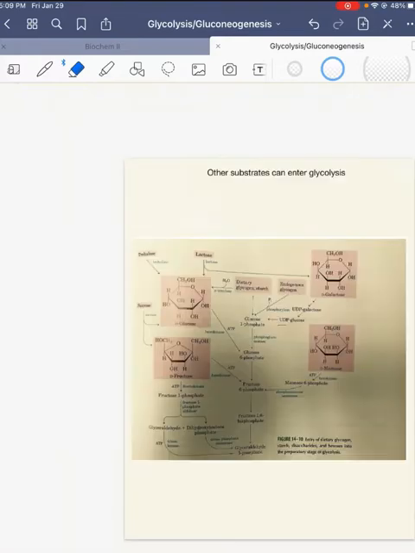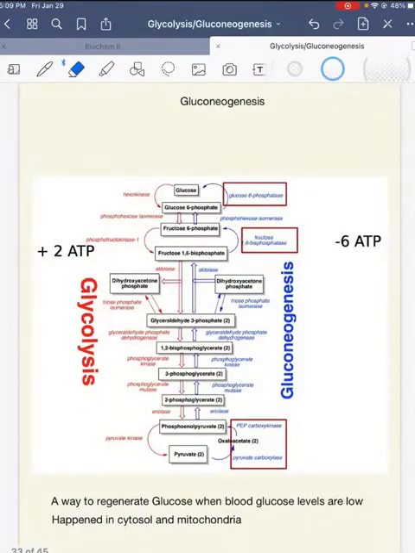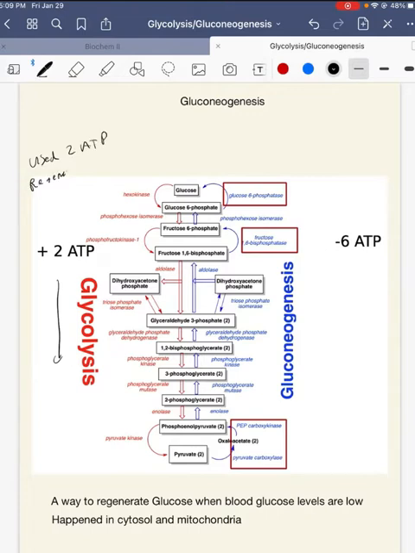Okay. So that was pretty much all of glycolysis. Hopefully I didn't go through it too fast. Now we'll go through gluconeogenesis because it's pretty much the same thing, except we just have to bypass a few reactions. So in glycolysis, we use 2 ATP. We regenerated 4 ATP, so we made 2 ATP total.